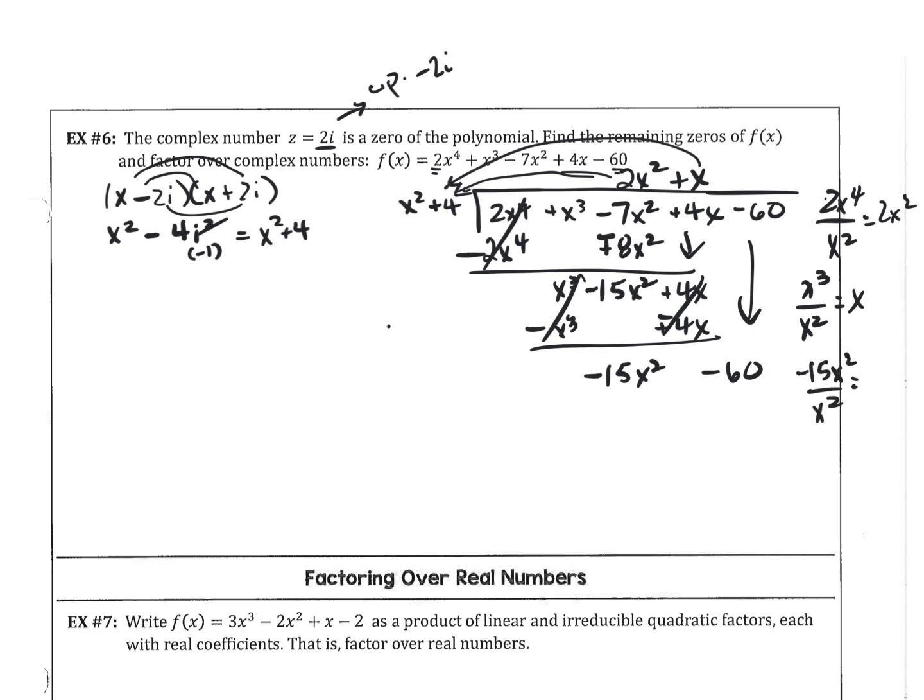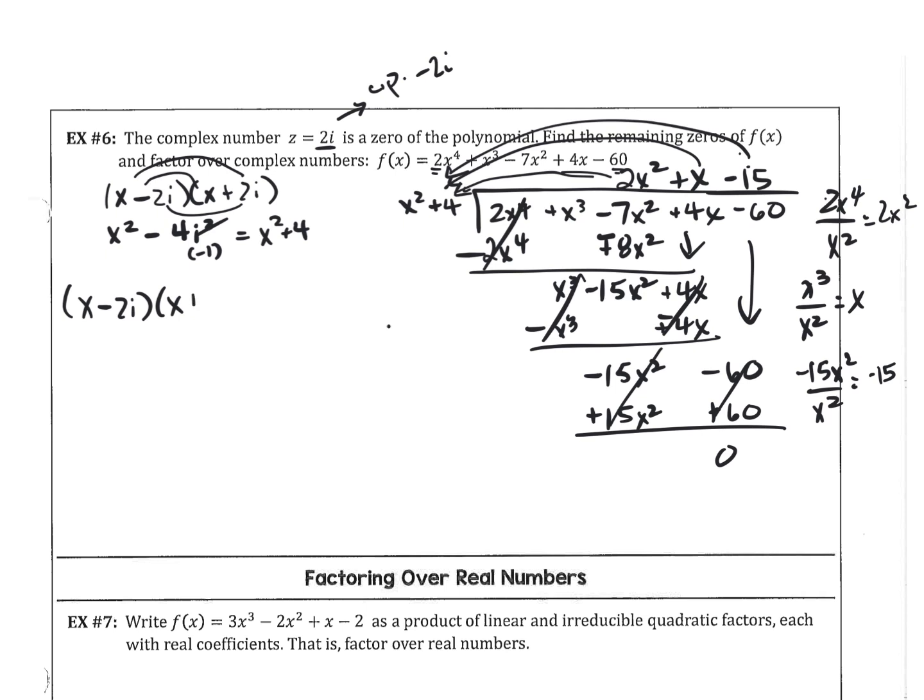And one last time, negative 15x squared divided by x squared, we get negative 15. So this is minus 15. Multiply it, and we get negative 15x squared minus 60. But if we change the signs, it becomes 0. So it does go in evenly. So what we know right now is that we have x minus 2i, x plus 2i, and then 2x squared plus x minus 15. Well, guys, that I can try to factor.